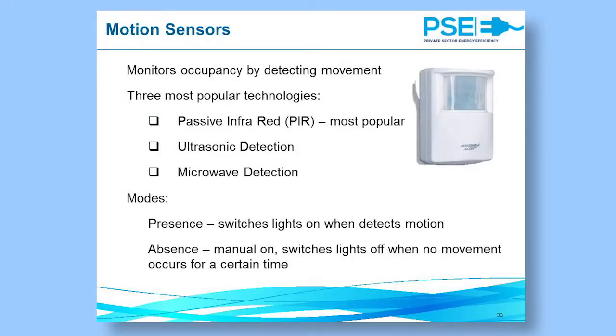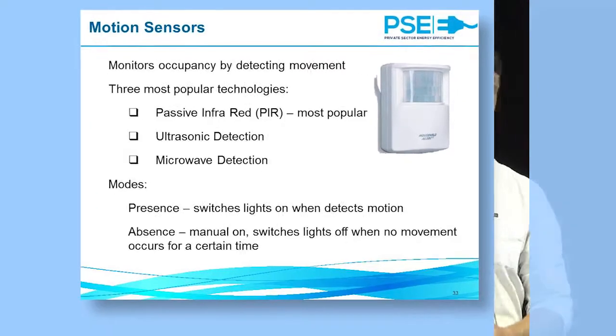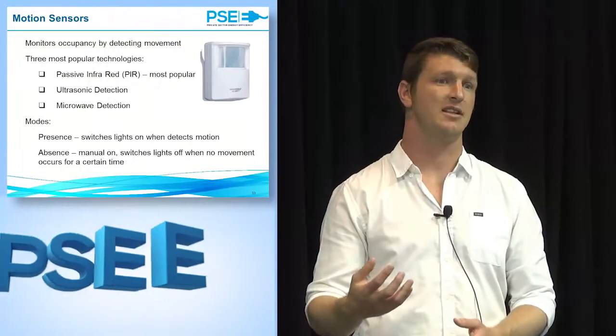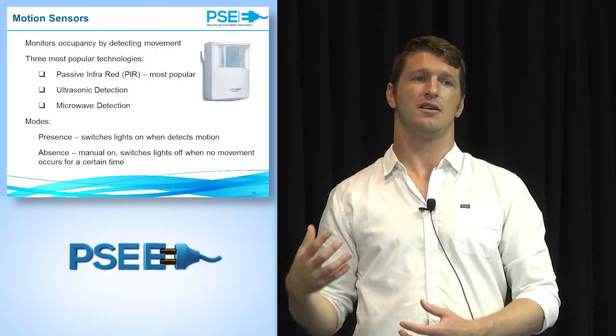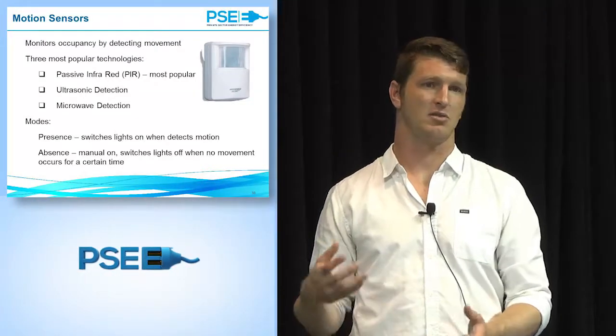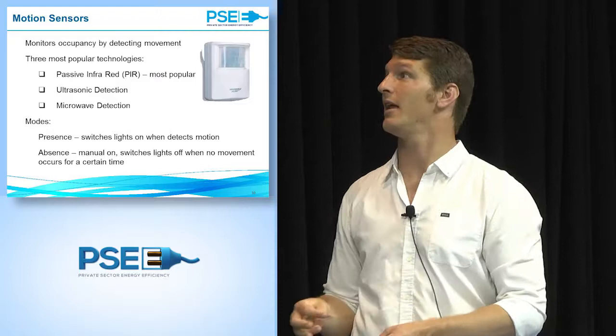Motion sensors. I think something a lot of people don't realize is there are a number of different types of motion sensors, and they have different functionality. But all of them do the same thing essentially. They're wanting to switch the lights on when there's people there and switch the lights off when there's nobody there, in very simple layman's terms.